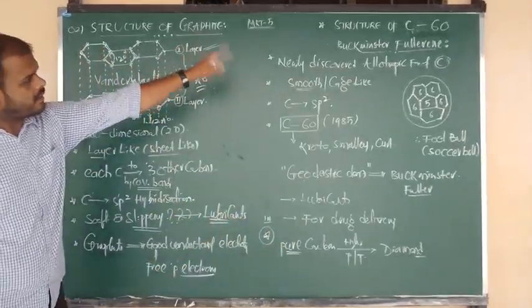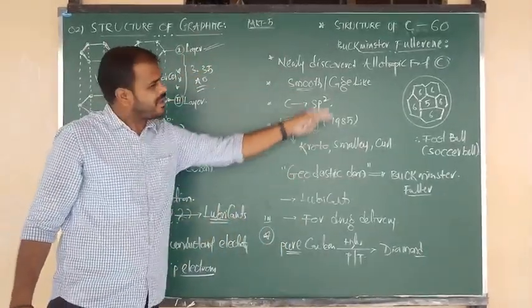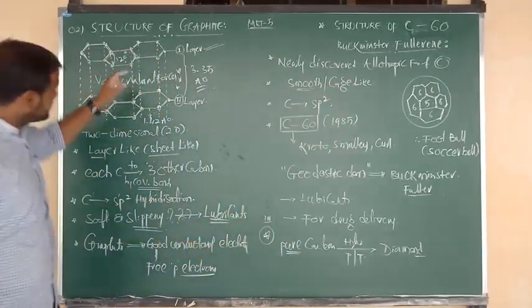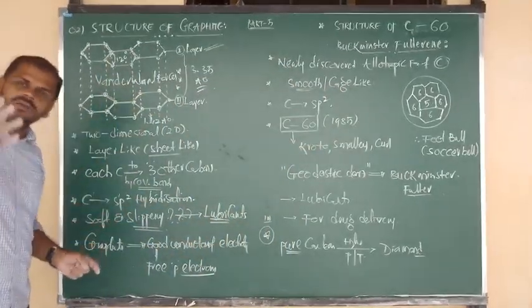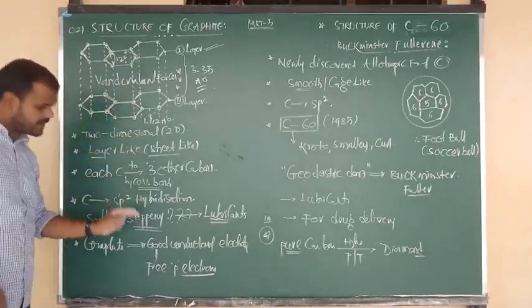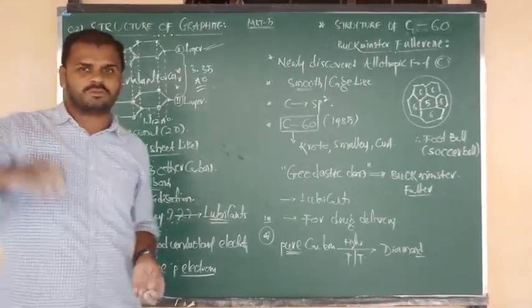But you have to remember these two to three points. You don't need to draw the structure. The structure and information are both important for diamond and for graphite. Structure with explanation is very, very important, along with uses also.